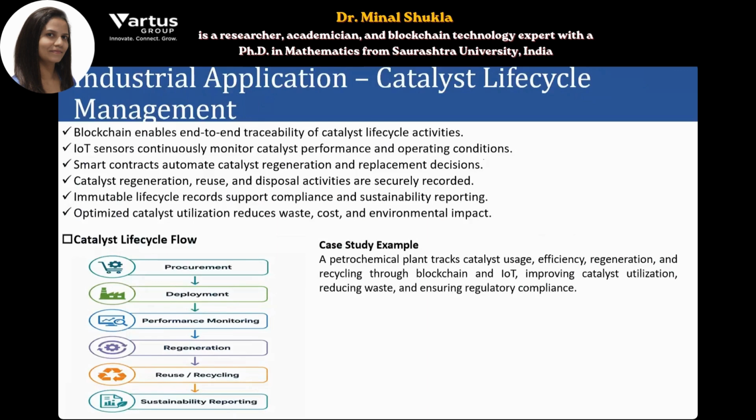Say, for example, a petrochemical plant tracks catalyst use, efficiency, regeneration, and recycling through blockchain and IoT, improving catalyst utilization, reducing waste, and ensuring regulatory compliance. So this is how the cycle goes: deployment, performance monitoring, regeneration, resource recycling, and sustainability.